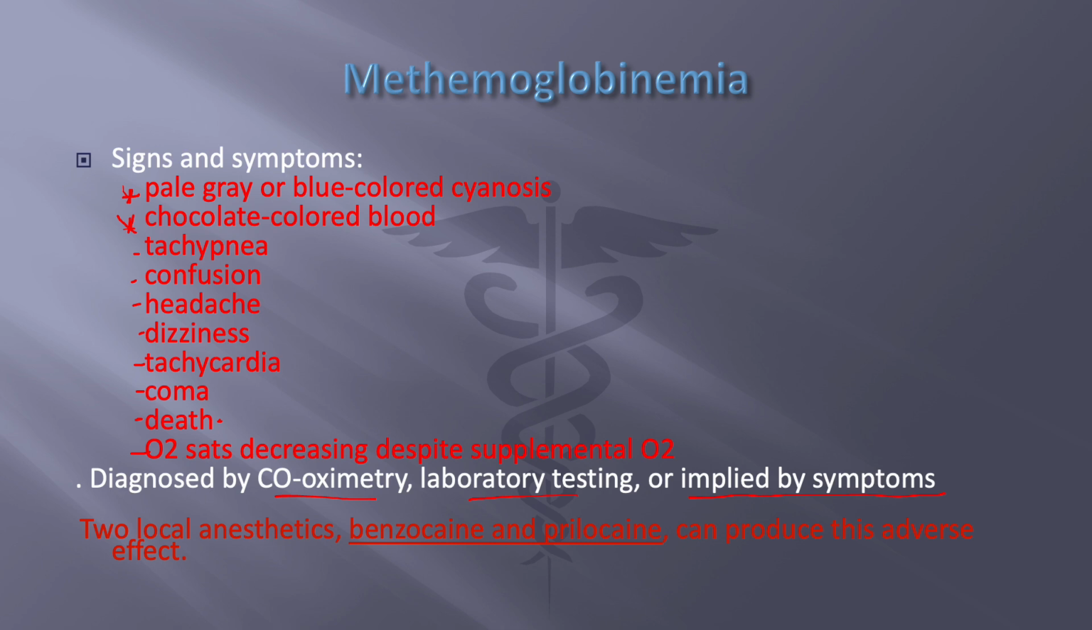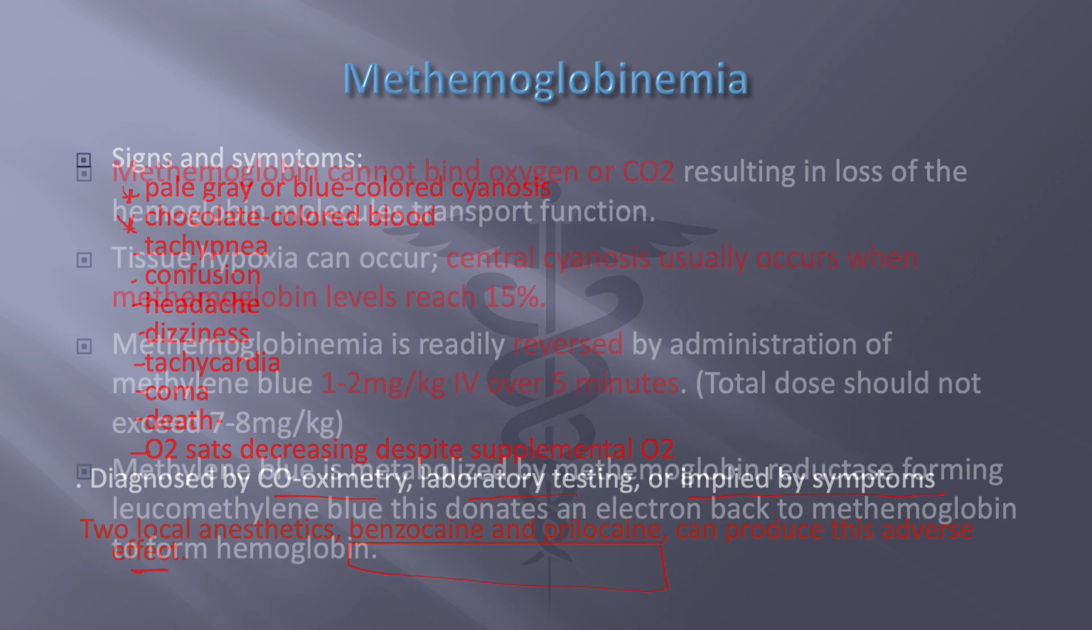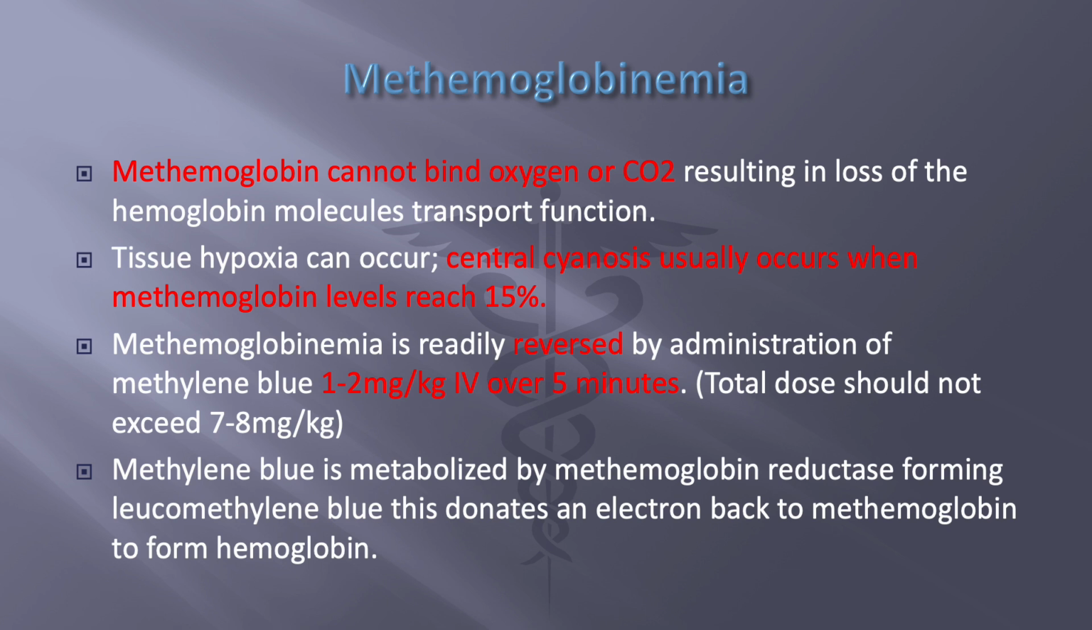Two local anesthetics that primarily cause this, okay, benzocaine and prilocaine. All right, this can produce this adverse effect. So methemoglobin cannot bind to oxygen or CO2, resulting in loss of the hemoglobin molecule's transport function. This leads to tissue hypoxia. Central cyanosis usually occurs when the methemoglobin levels reach about 15%. So central cyanosis is that blue color that we see in patients when they get very hypoxic.